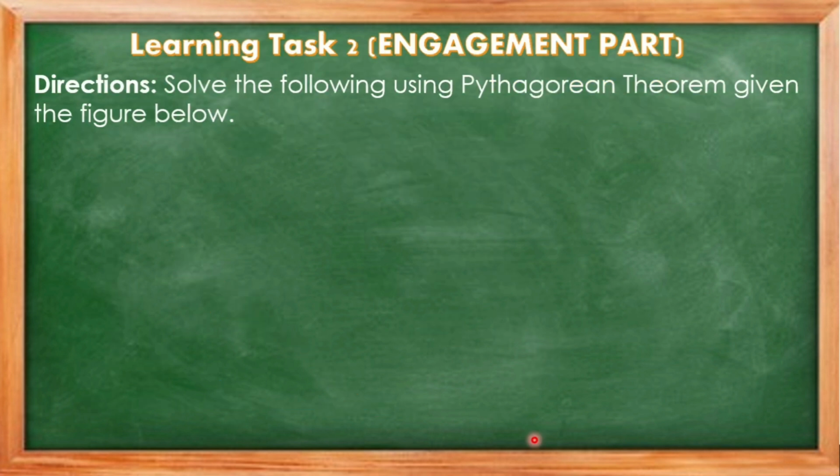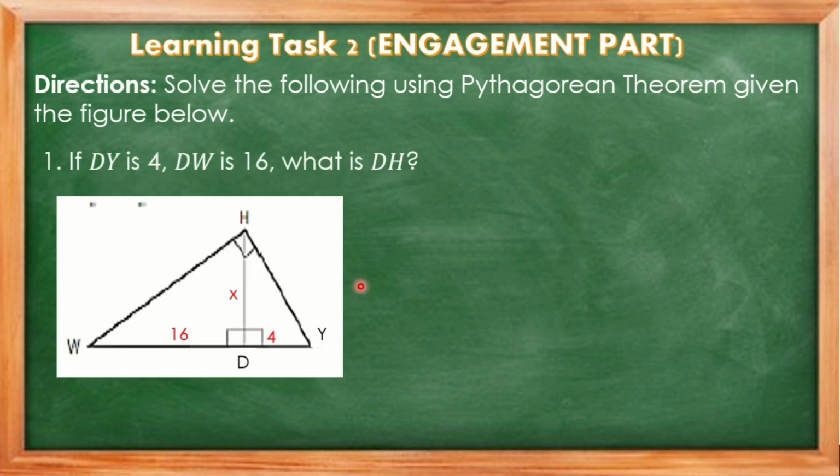Okay, so punta tayo sa learning task number 2. Okay, so solve the following using Pythagorean Theorem given the figure below. Okay, so number 1, with this triangle, ang DY natin is equal to 4 and then yung DW is equal to 16. What is DH? So, yung DH, ito yung altitude niya. Okay, so to find the value of altitude, ito yung formula na gagamitin natin. DH, or yung altitude, is equal to the square root of DY times DW. So, yun yung formula ng altitude natin.